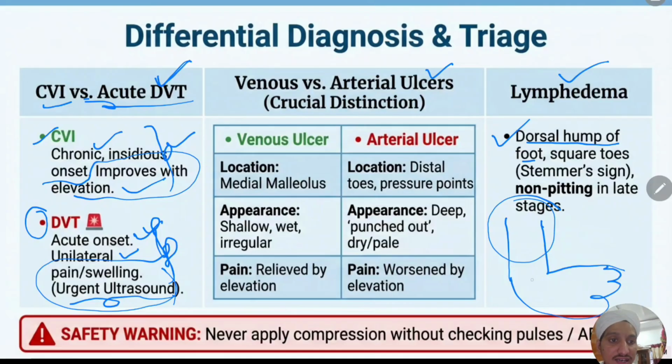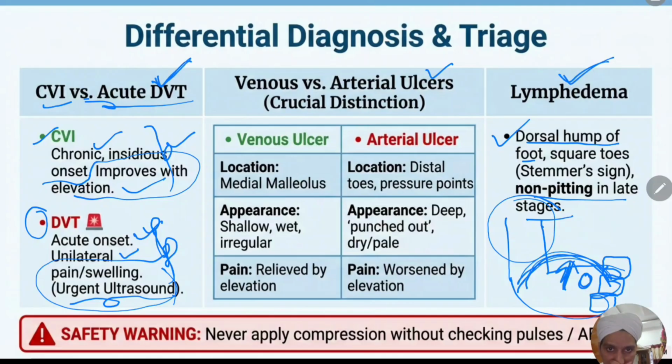If there is a dorsal hump like this, a dorsal hump of the foot, and square toes, meaning the toes are very big, square toes. Okay, and Stemmer sign is present. What is Stemmer sign? If you pinch the skin of the dorsum of the foot, it is not pinchable. That is Stemmer sign. The edema will be non-pitting in late stages. So that's how you differentiate from lymphedema. So differentiate from deep venous thrombosis and lymphedema.